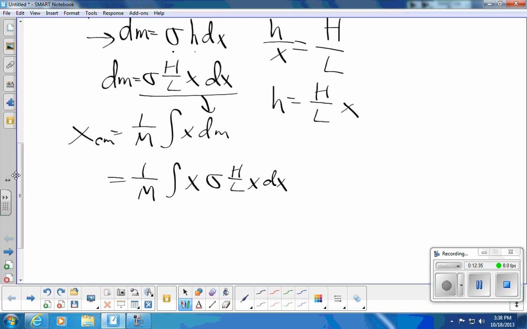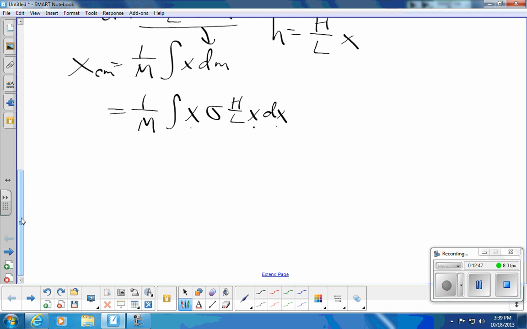Okay, I'm giddily happy because I now have only one variable in there. It appears twice, so I have to be careful. I've got an x and a dx. Everything else there is a constant, so I can pull that out. x_cm equals, let's see, sigma H on top, m L on the bottom, integral of x times x, which is x squared, dx. Now I can solve this thing. Now I can actually do this integration.